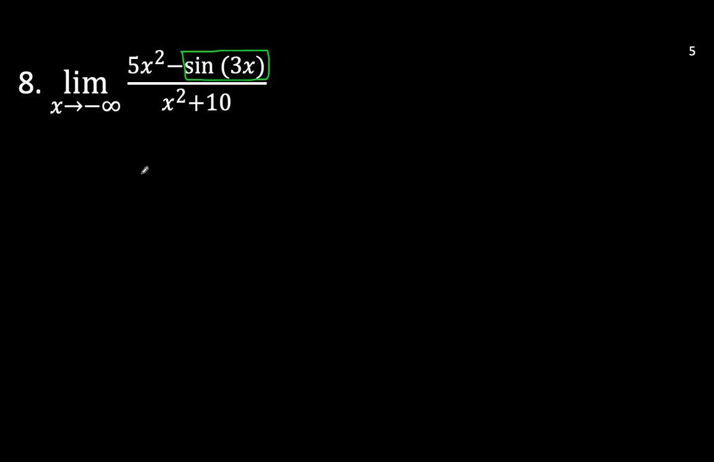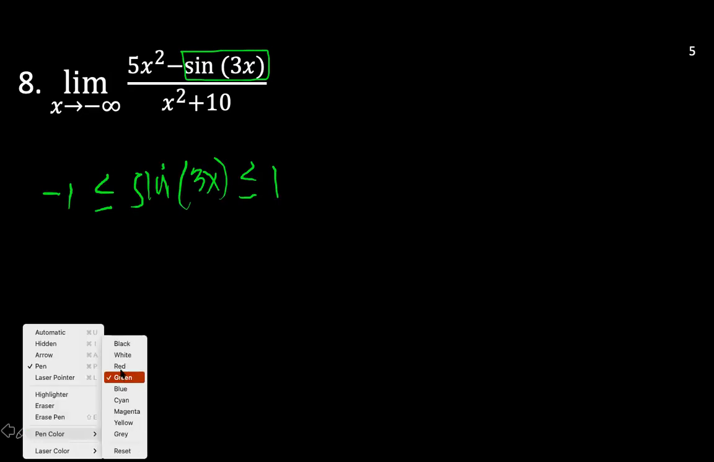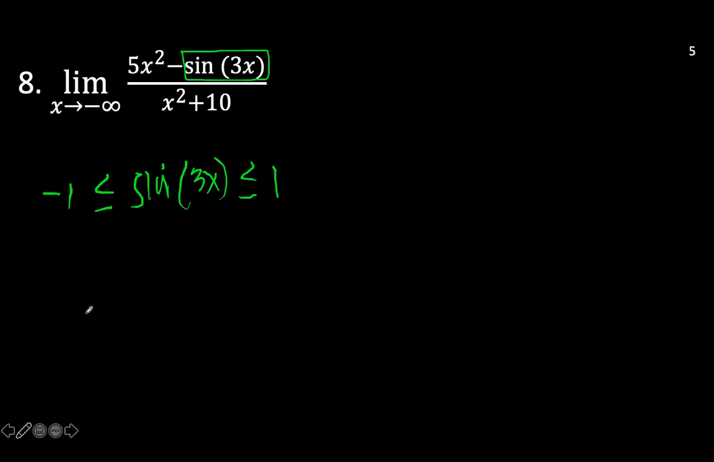So we have sine 3x is less than or equal to 1, but greater than or equal to -1. Again, we need to express the middle term in terms of the given problem. So we need to express it in this form.